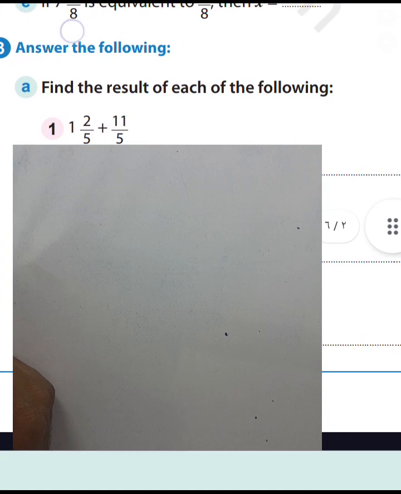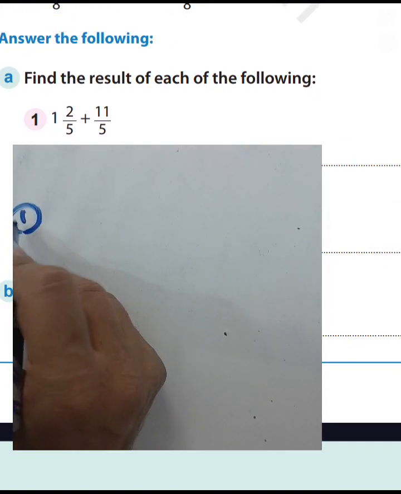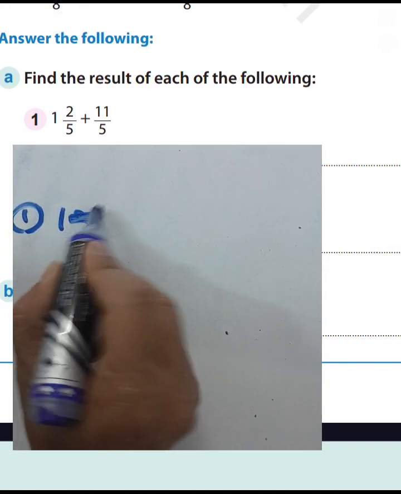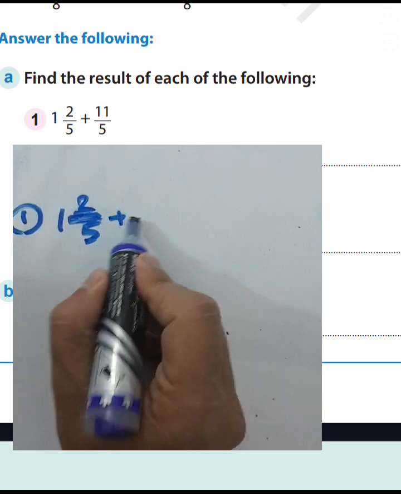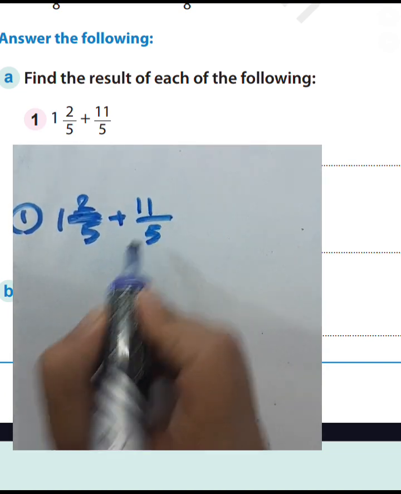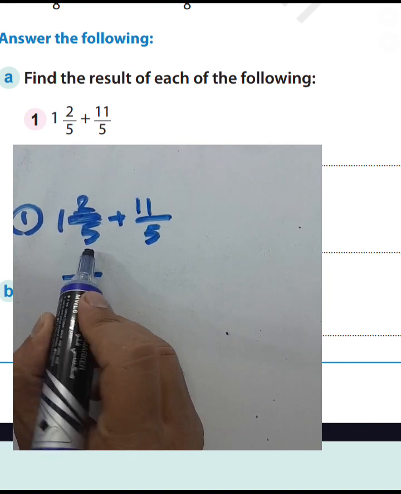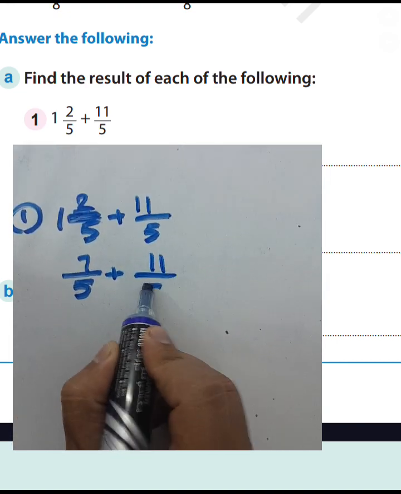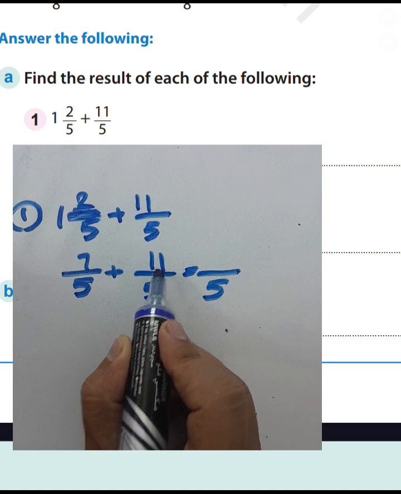Question: find the result here. 1 and 2 over 5 plus 11 over 5. You can write 5 in the denominator. 1 times 5 equals 5, plus 2 equals 7. And then 11 plus 7 equals 18.